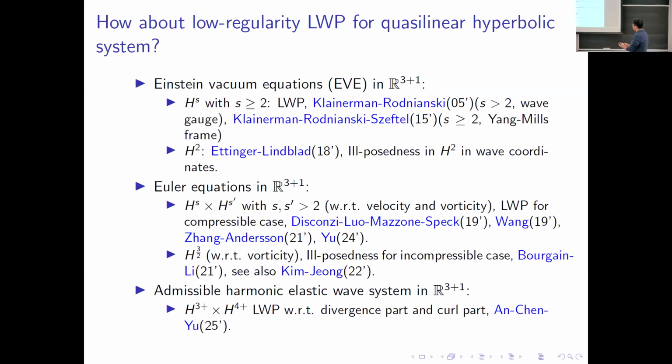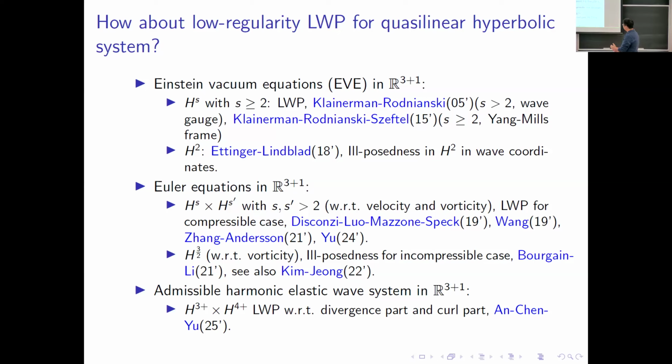So we consider several parallel linear hyperbolic systems. The first is Einstein's equation. We consider the Einstein vacuum equation in R^{3+1}. Because of the proof of the bounded L2 curvature theorem, we know that for this Einstein vacuum equation, the local well-posedness is for H^s for s larger or equal to 2.